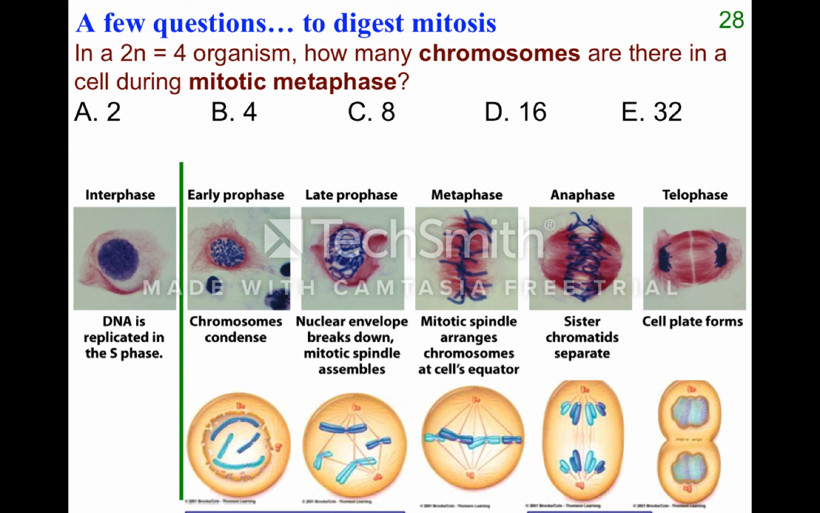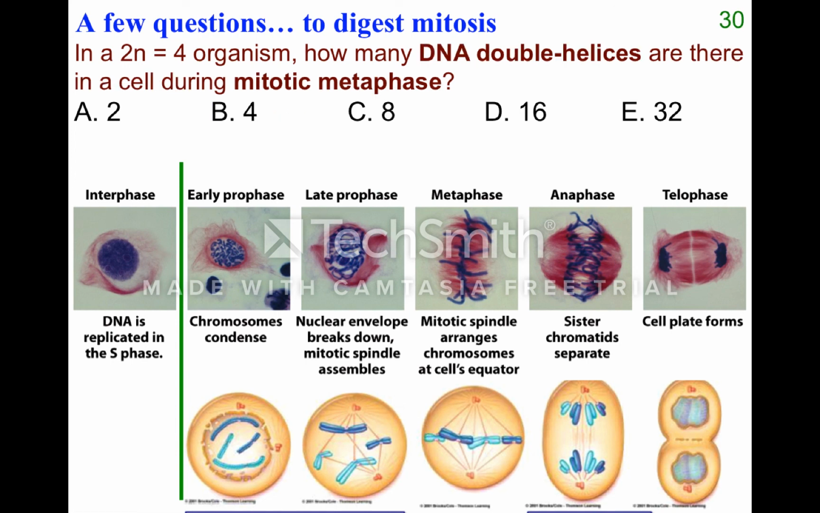So pause now. Okay, so coming back, so the answer here is B. All right, so an organism that is 2n equals 4, even during mitotic metaphase, where all of the chromosomes are obviously replicated, and there's actually 8 DNA strands here, there are still only 4 chromosomes. 1, 2, 3, 4. Okay.